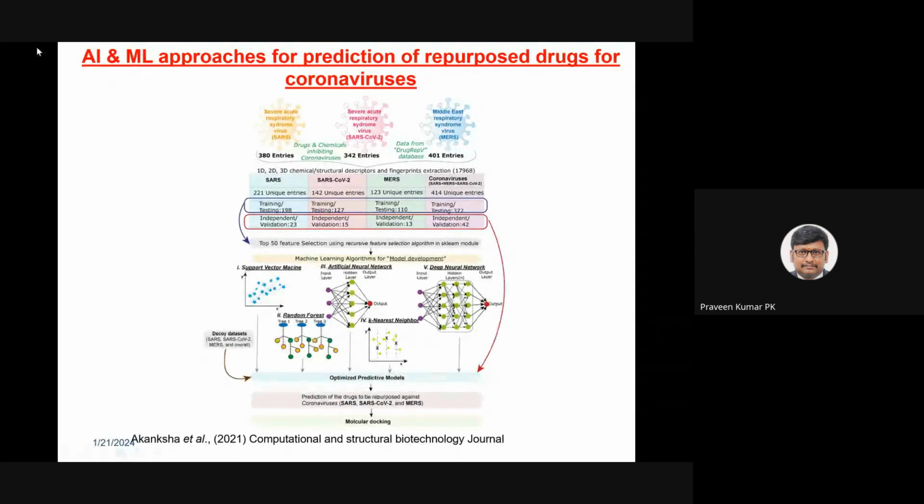And if you see the artificial intelligence and machine learning approaches, this is most important and needed for repurposing drugs for different coronaviruses. So for SARS-CoV-2, I told you nearly 100 strains are there. But for the first strain, COVID-19 vaccines are effective.